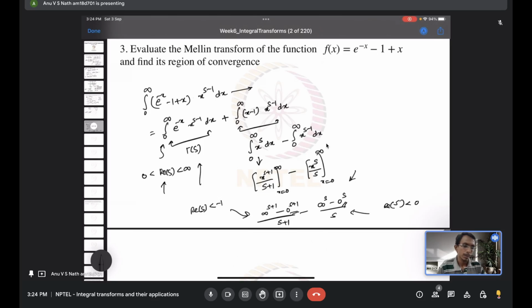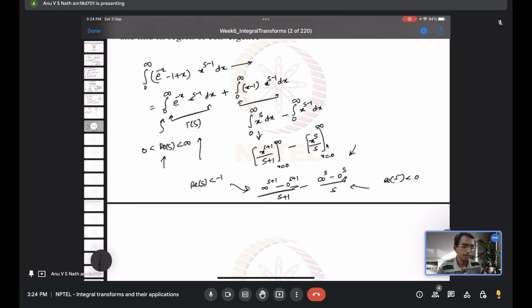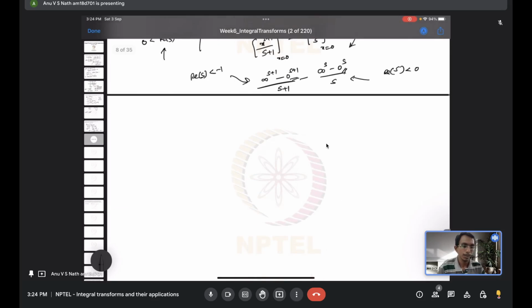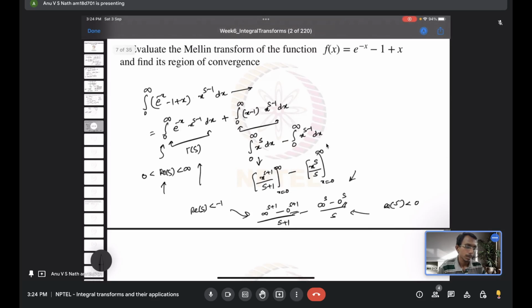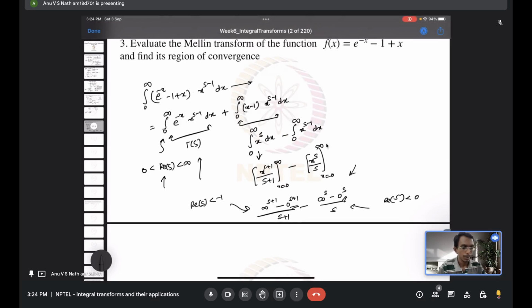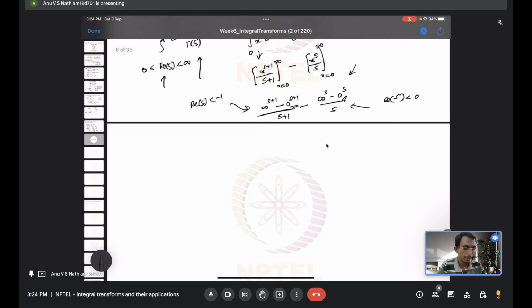So what we do is the opposite, the inverse approach. Let us start from a simple example: what is the Mellin transform of exponential of minus x? It's just the integral from 0 to infinity of exponential of minus x times x raised to s minus 1 dx.